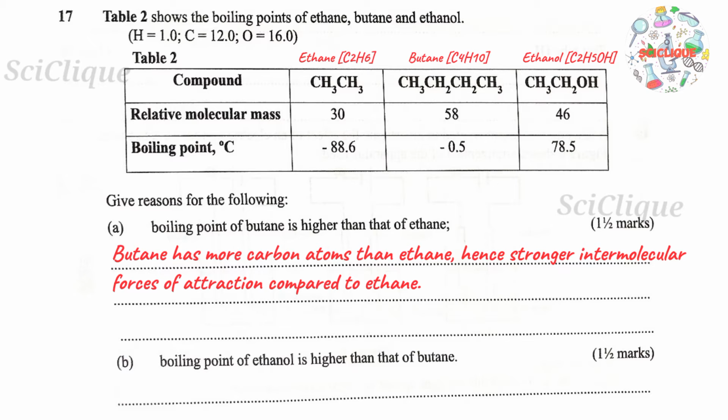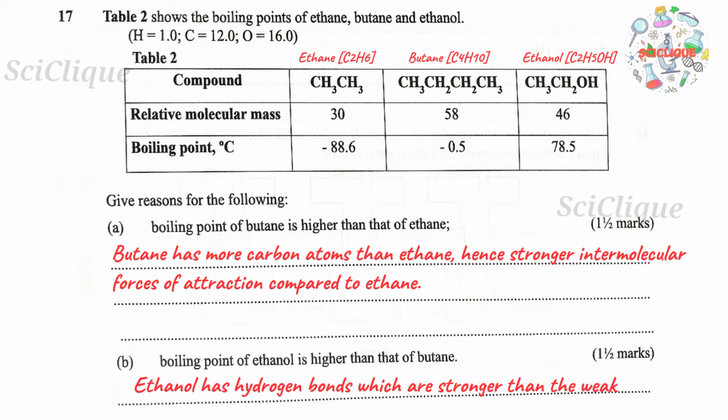Part B, boiling point of ethanol is higher than that of butane. So we are talking about differences between boiling points of alkanes and alkanols. Remember, ethanol is an alkanol, so two totally different compounds. Now, the bonds that are going to be present between these two are going to be different. Ethanol has hydrogen bonds, while butane has van der Waals forces. Now, as we know, van der Waals forces tend to be very weak. So because they're weak, you're going to end up having a lower boiling point.